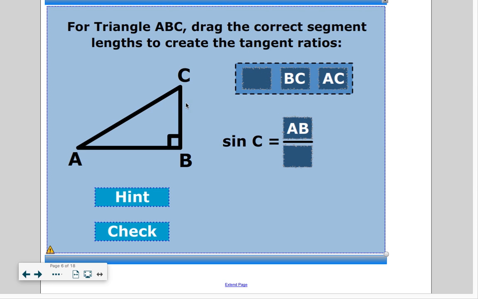And the hypotenuse is AC again. And so we should see that as our answer.